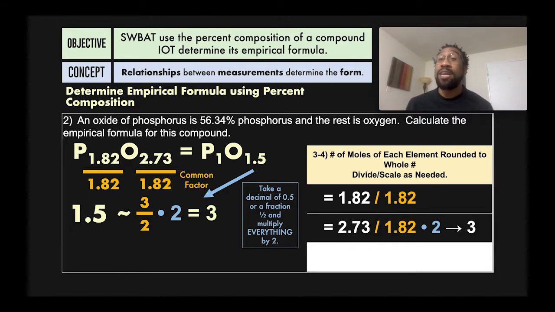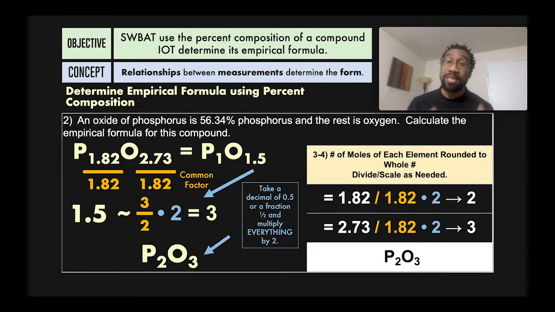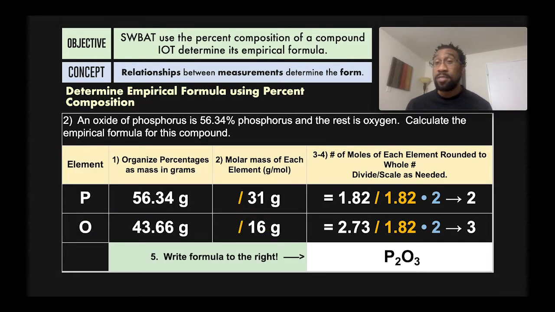We have to scale everything by 2 because the phosphorus is attached to the oxygen. So we multiply phosphorus by 2 and oxygen by 2. So 1 times 2 is 2, and 1.5 times 2 is 3. All right, so the final formula that we get is P2O3. Here's the work again so that you can see it.